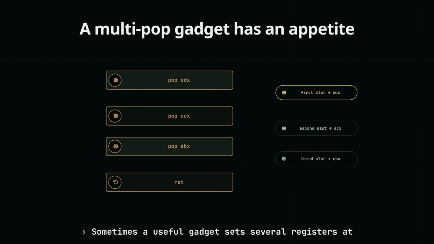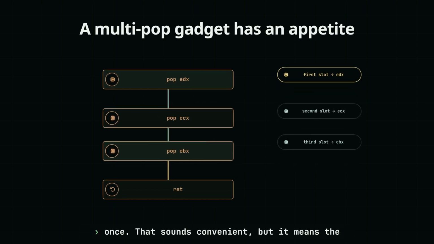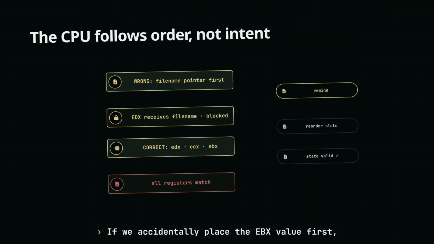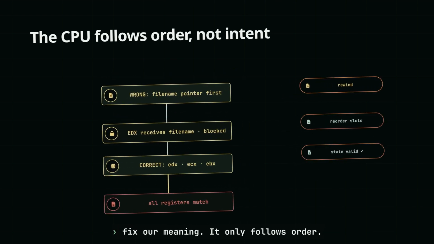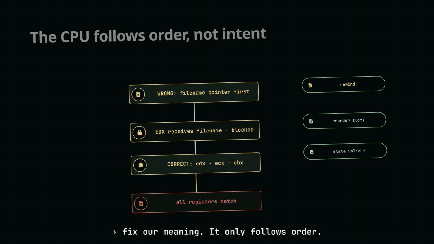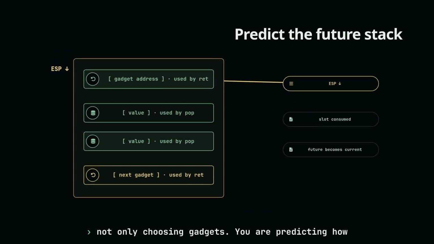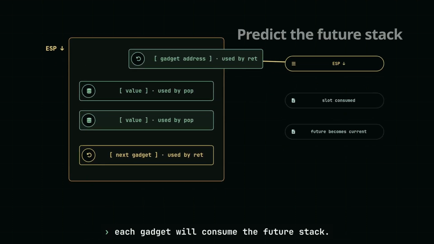Sometimes a useful gadget sets several registers at once. That sounds convenient, but it means the stack must match the gadget's exact appetite. If we accidentally place the EBX value first, it goes into EDX. The CPU will not fix our meaning, it only follows order. This is the discipline of ROP. You're not only choosing gadgets, you're predicting how each gadget will consume the future stack.